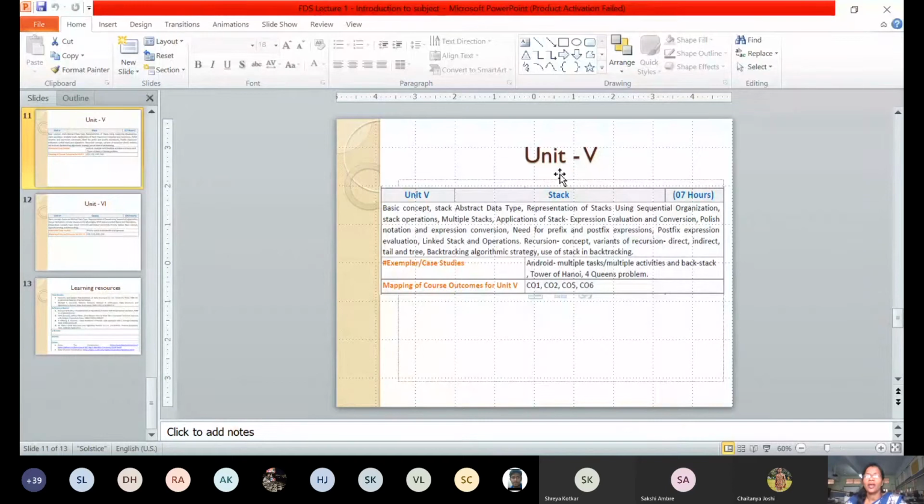Then stack can also be represented using linked list. And the most important application of stack in data structure is recursion. So at the end of the unit, you will learn what is recursion in the stack. Recursion is very important. When you learn stack as a unit, then you will understand what recursion actually is. Which are the course outcomes which we should satisfy after learning this particular unit? CO1, CO2, CO5 and CO6.